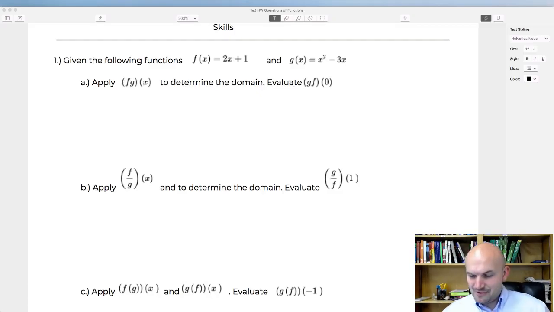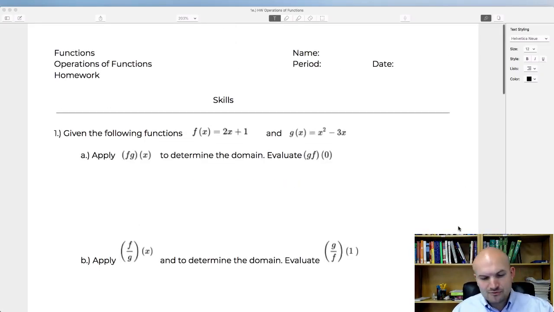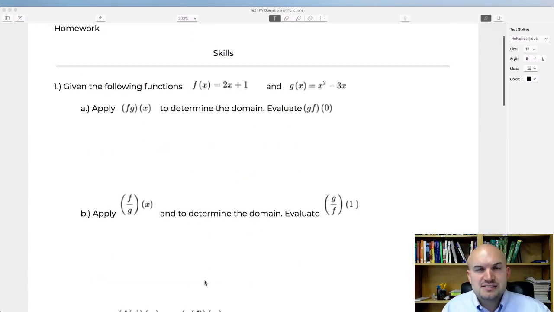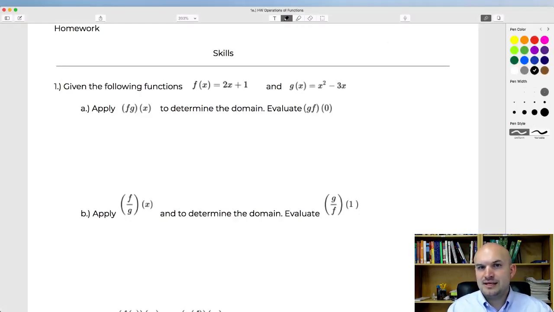There you go. We are talking about functions, and not just functions, but operations of functions. So basically, we're going to multiply, divide, and compose. That's at least what I'm doing in this case. I'm just going to cover some of the operations. You could also work on adding and subtracting, but for the homework, I'm trying to keep things basic and make sure students can apply some basic operations. So let's go ahead and get into it.